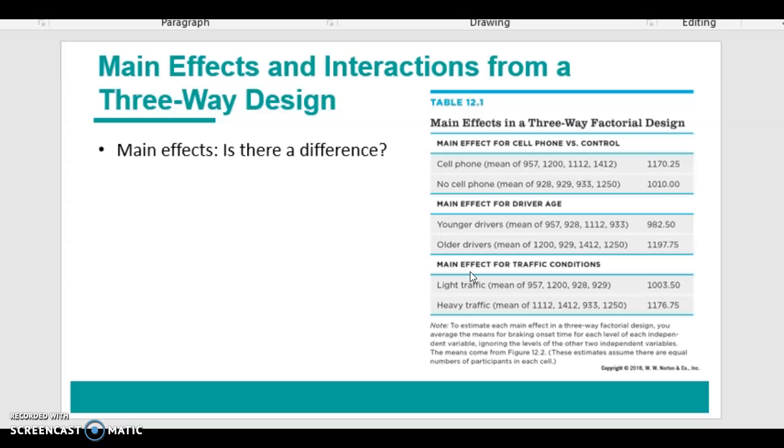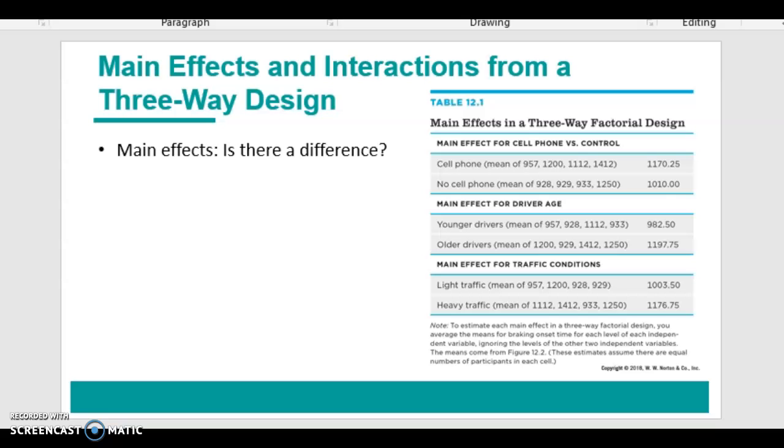the dependent, all combined. When there are three independent variables, as in a 2 by 2 by 2 factorial design, there will be three main effects to test. Main effects are a simple overall difference that examines the effect of one independent variable averaged across the other two independent variables. So this table examines three main effects within the cell phone study.